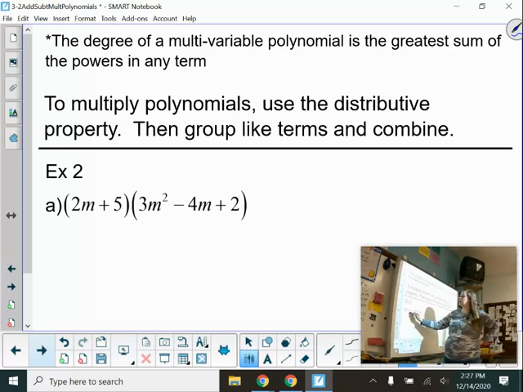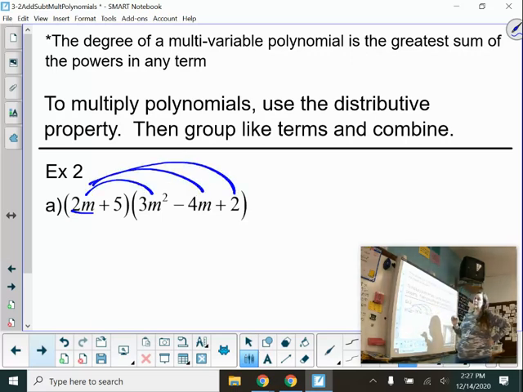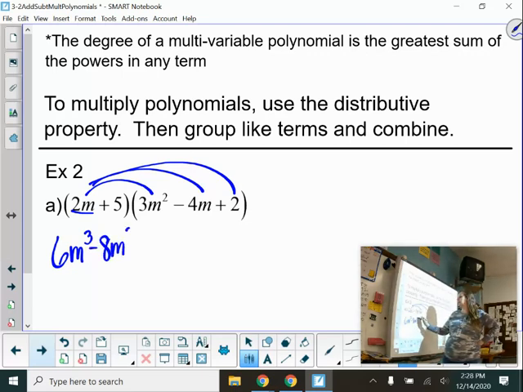I'm going to take the first term and multiply it by every term in the second polynomial. So the 2m times the 3m squared, I multiply the 2 and the 3 and get a 6. m times m to the second power, add exponents, we get m to the third power. 2m times a negative 4m, multiply the coefficients, add the exponents of the m, that's going to be a minus 8m squared. 2m times 2, multiply the 2's together. There is no m to add exponents with, so I'm just going to carry down that 4m.